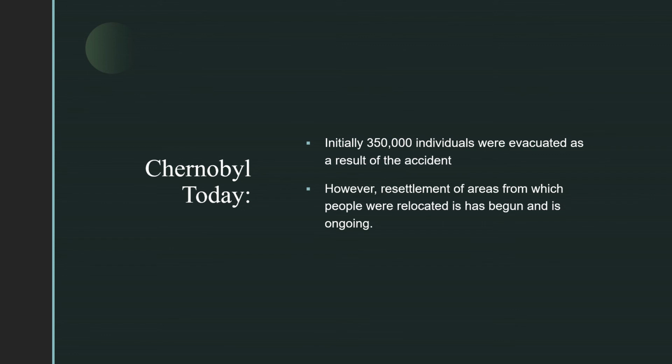After the Chernobyl disaster occurred, cleanup then started. Initially, 350,000 individuals were evacuated as a result of the accident. But for Chernobyl today, resettlement of the area from which people relocated has begun and is still ongoing.